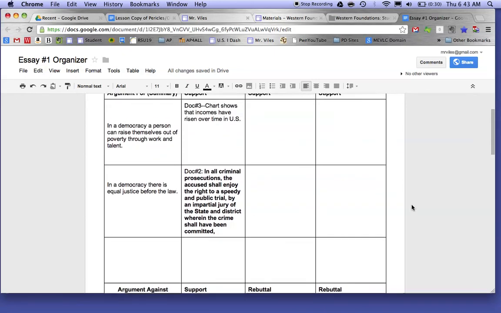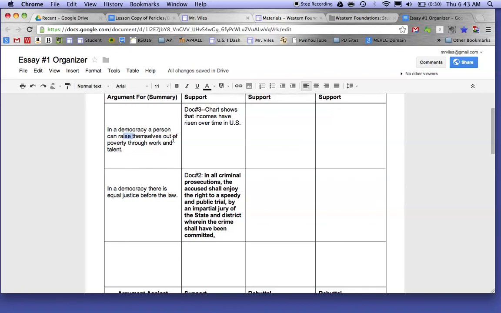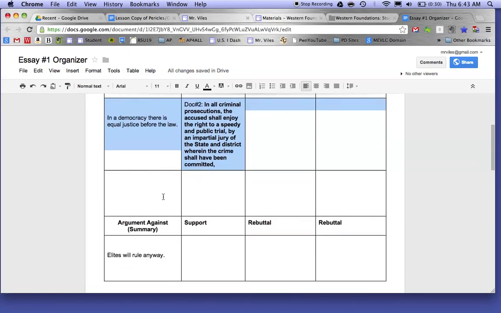You will have written this paragraph. This row right here will be one whole paragraph. This one will be a whole paragraph. And this one would be a whole paragraph. So you would have 3 paragraphs that will be your argument of agreement with one of these 2 men. In our example here, Pericles. It'd be 3 body paragraphs that would give great reasons why you agree with Pericles, that Pericles was right.